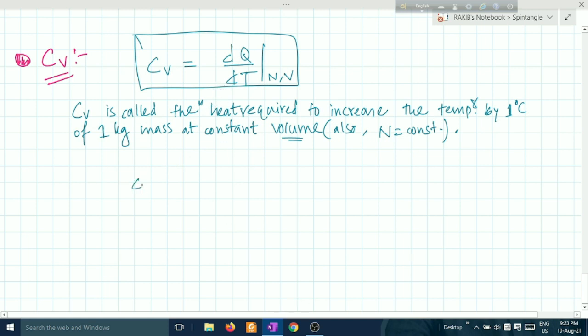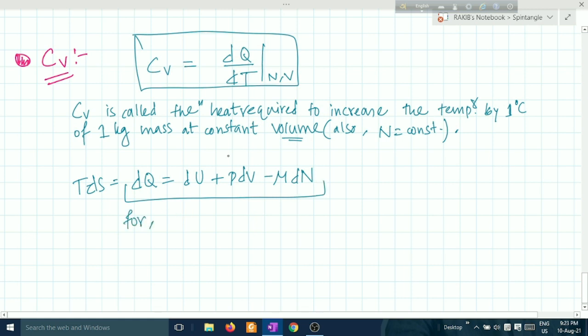We know dq equals TdS, which equals dU plus pdV minus μdN. Okay, this means take this thing only. Here, what are the constants? N and V are constants. For N and V constant, this term vanishes. This term also vanishes.